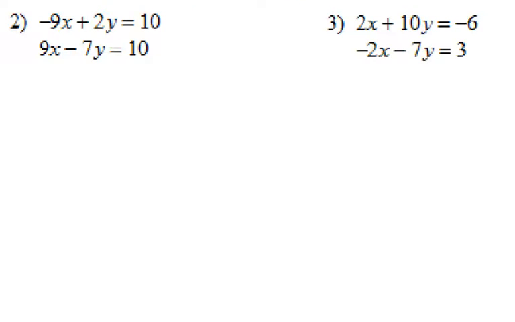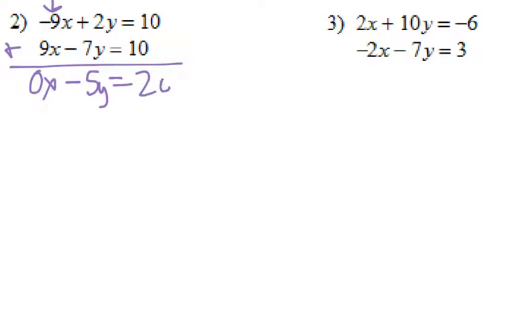Alright, let's just bust out some examples. So number 2 looks very similar to the last one. They're all lined up. I've got the same variable for x. They're opposites, so I'm going to add negative 9 and 9, which gives us 0x. 2 plus a negative 7 is negative 5y. 10 plus 10 is 20, so I get negative 5y equals 20. Divide by negative 5, we get y equals negative 4.